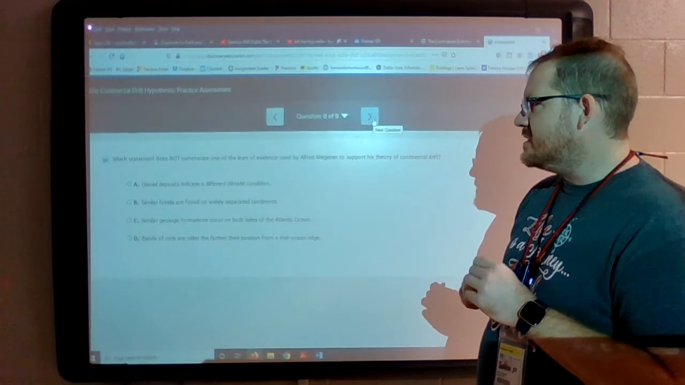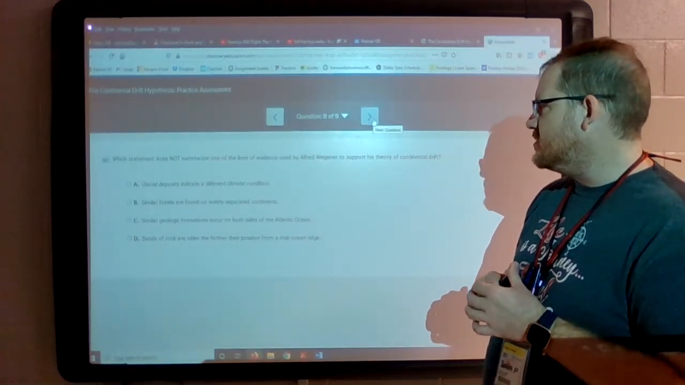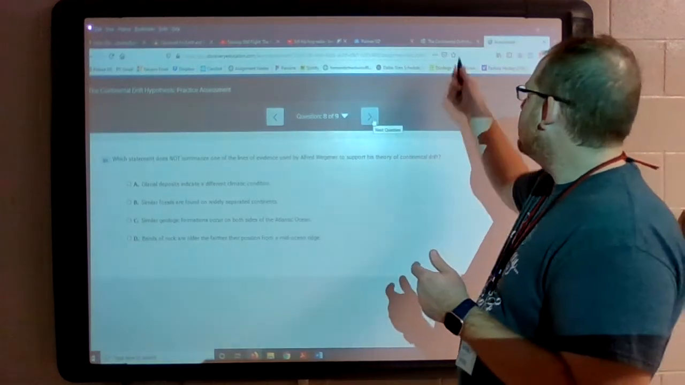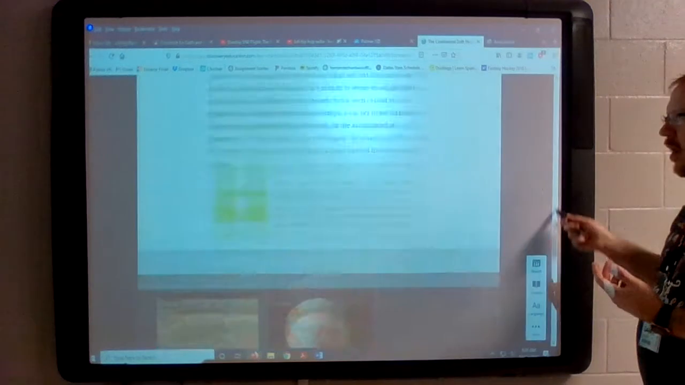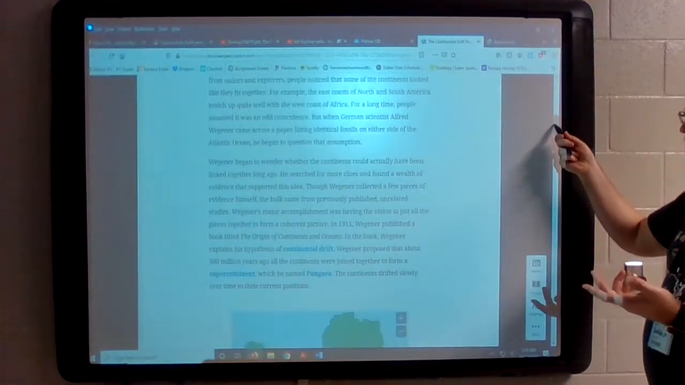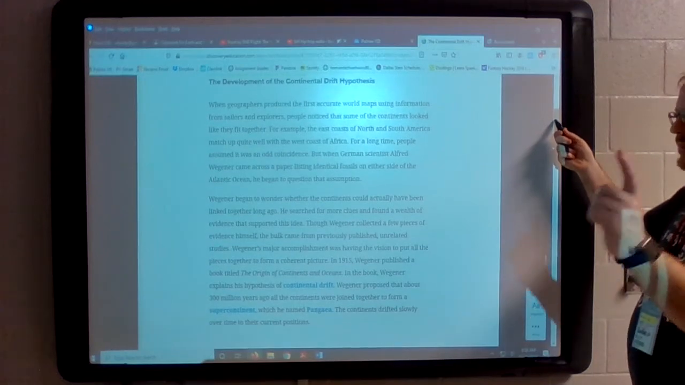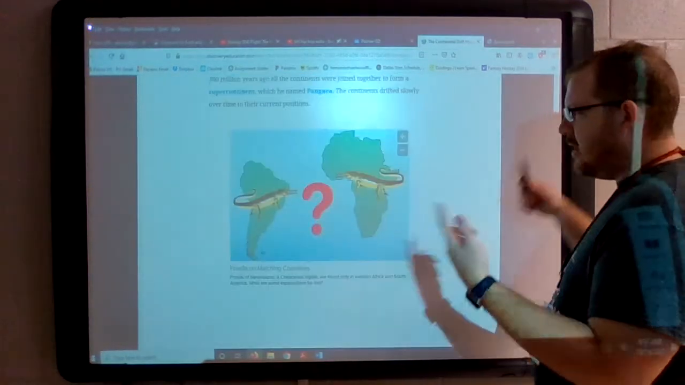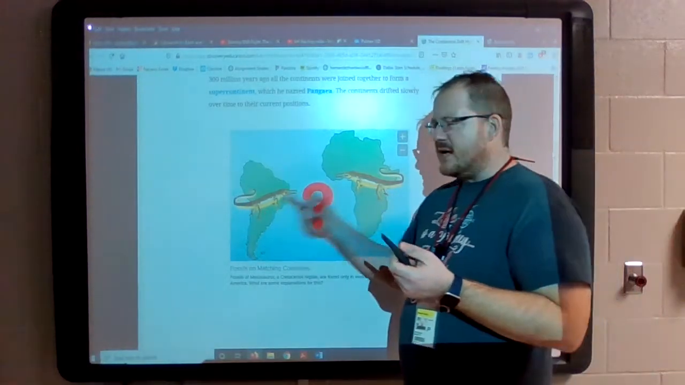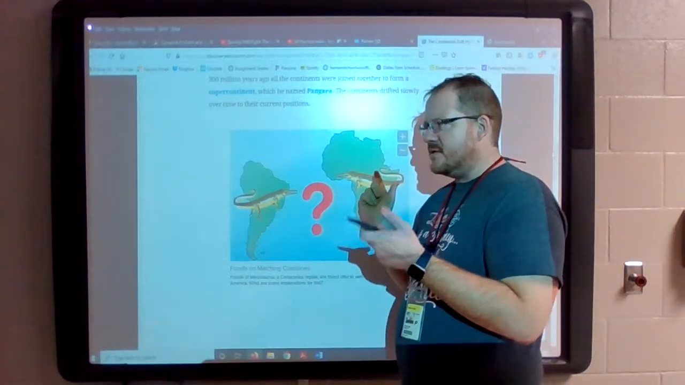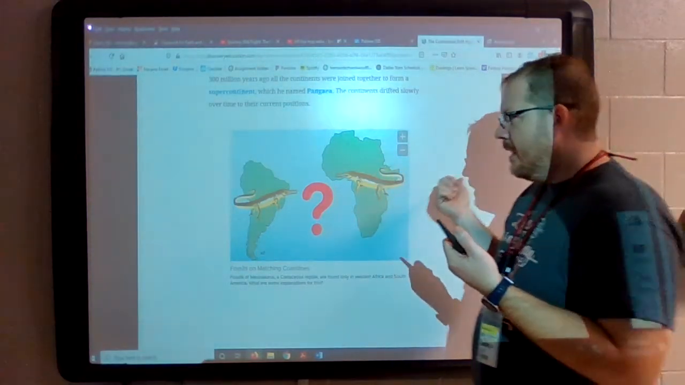Number 8, which statement does not summarize one of the lines of evidence used by Alfred Wegener to support his theory of continental drift? So the lines, the evidence he used are all going to be either in the first chapter or the second chapter. And I kind of went over those yesterday. They're going to be the shapes of the continents, how South America and Africa fit together. They're going to be different fossils that he found on different sides of the ocean that match up but don't have a good explanation for how they got there.